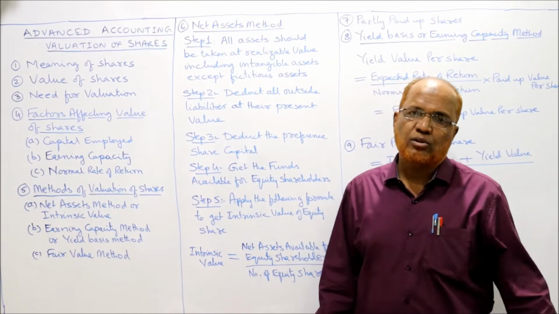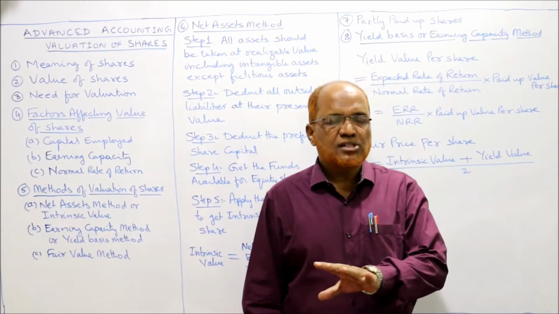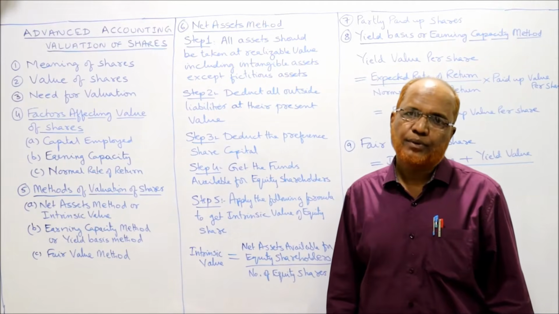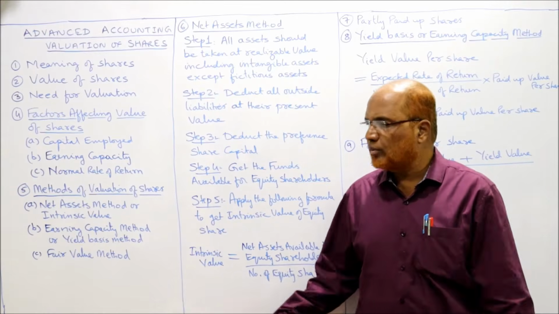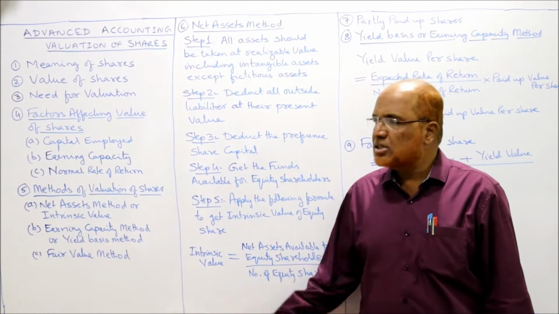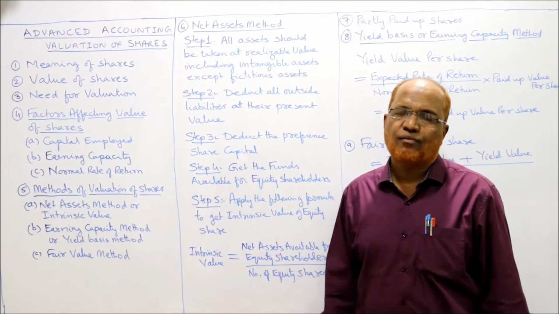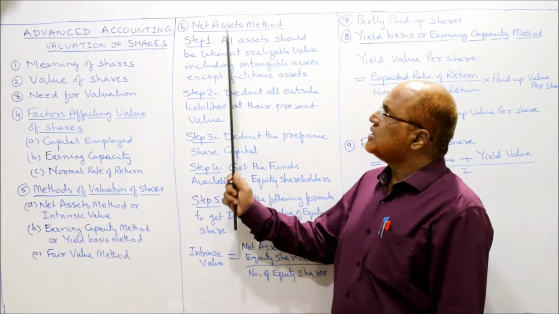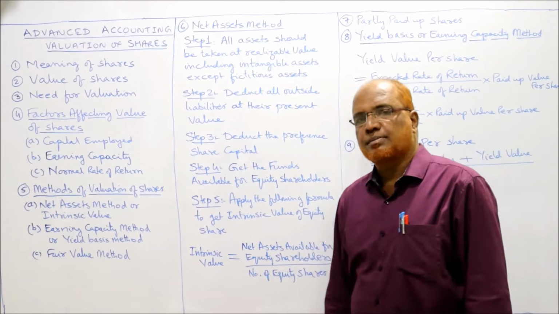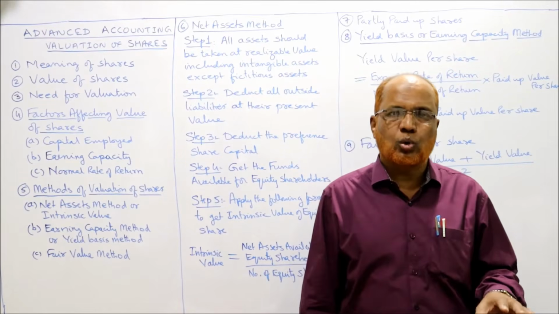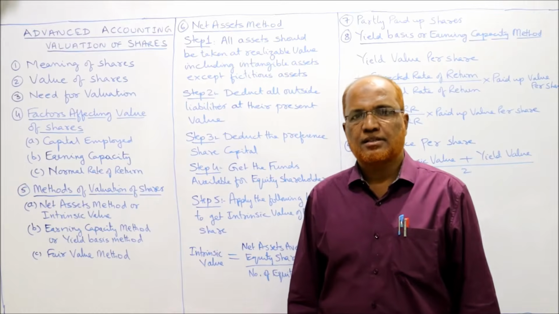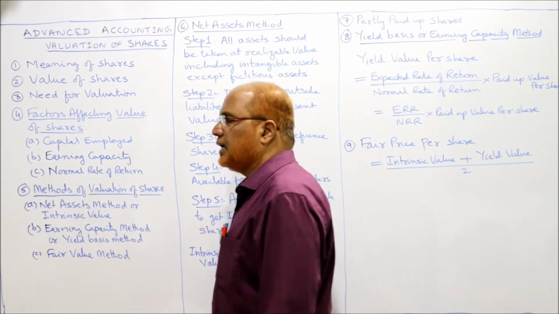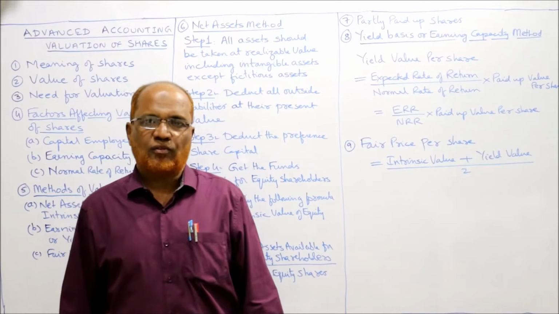Fair value method, the third value, is fair value. The fair value method is not a different method, it's the combination of intrinsic value and yield value. दोनों को combine करके उसका average मालूम करेंगे तो fair value आ जाएगा. In this way, broadly we have three methods of calculating the value of a share. Now we'll discuss the first method, the net assets method, because most of the problems we are going to do are on the net assets method. So we'll see what are the steps involved in calculating the intrinsic value of a share.